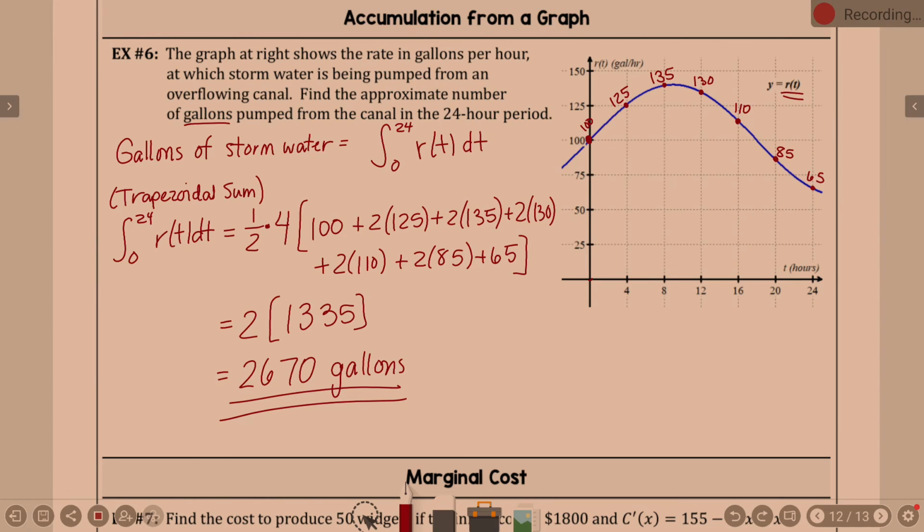Obviously, if you use slightly different numbers, your final answer is slightly different, yes? So, understandably. Questions there? Okay.